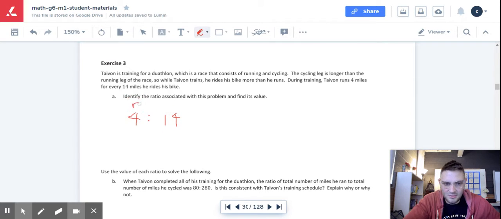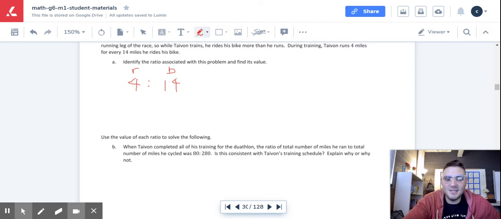Okay, so this is running. Remember to label over 14. Identify the ratio associated with this problem. Well, that was easy. It's 4 to 14. Now it says use the value of each ratio to solve the following. When Tavon completed all of his training for the duathlon, the ratio of total numbers he ran to the number of miles he cycled was 80 to 280. So 80 to 280.